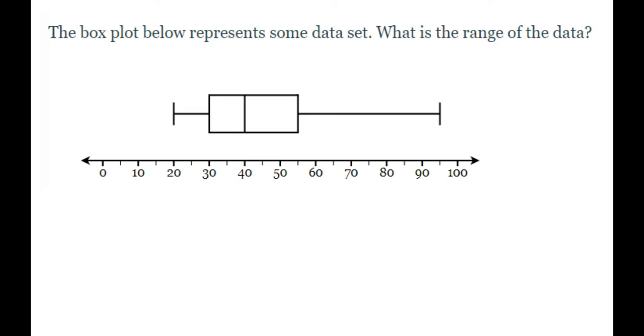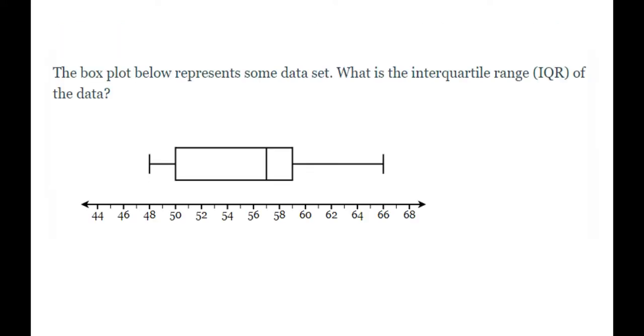But what is the range of this data? Just like when we found range in other questions, we're going to take the maximum and subtract the minimum to find our range. The interquartile range is only the range in the box. So it's between quartile 3 and quartile 1.